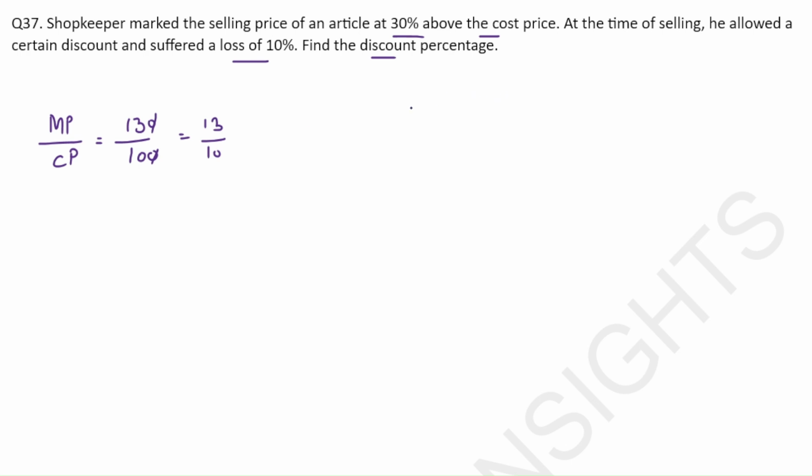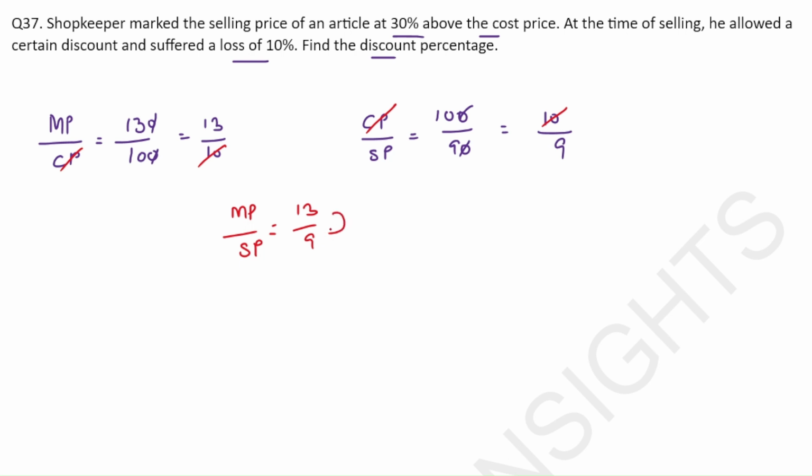At the time of selling, he allowed a certain discount and suffered a loss of 10%. So loss of 10% means CP by SP equal to, if the cost price is 100, so loss of 10%, the selling price will be 100 minus 10, will be how much? 90, right? So this will be 10 by 9. So in this question, we don't need cost price. So that means CP cancel, and 10 can be cancelled. So MP by SP will be how much? 13 by 9. So the difference is 4, right?